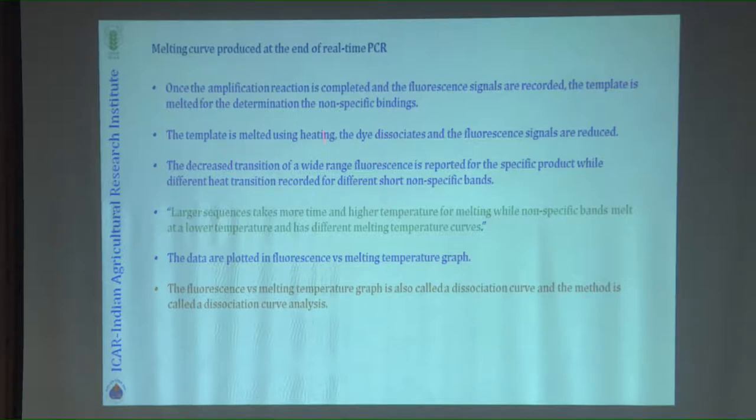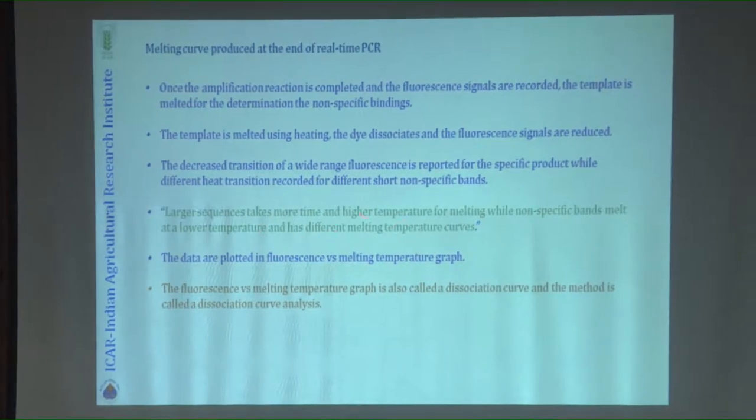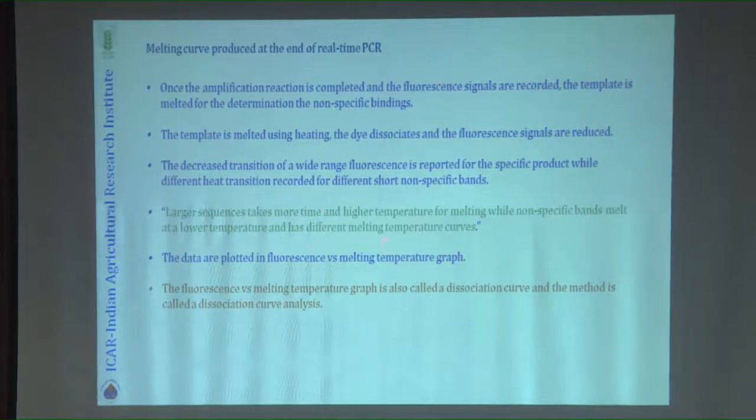Template is melted using heating, the dye dissociates and the fluorescent signals are reduced. So when you heat the whole reaction, the double-stranded template will become single stranded, and the dye will come out. The larger sequences take more time and higher temperature for melting, while non-specific bands melt at low temperature, so they have different melting curves. This is an important aspect.